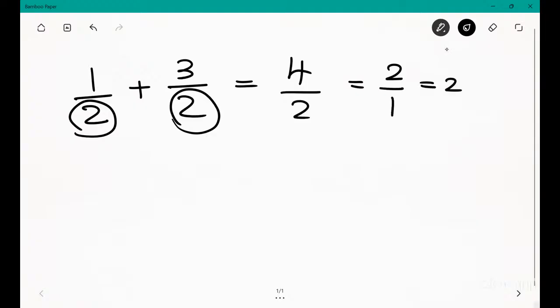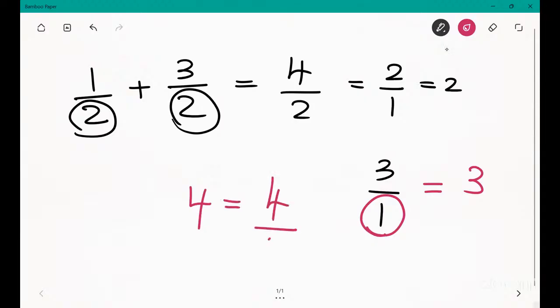Anything that has 1 as the denominator, so let's say your denominator is 1, you can always keep it as a whole number itself. If they were to give you a whole number like this and ask you to write it in fraction form, it's going to be 4 over 1.